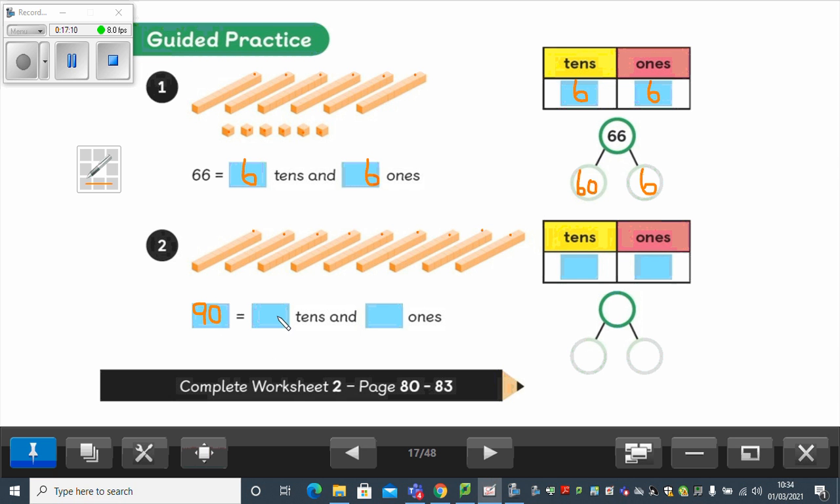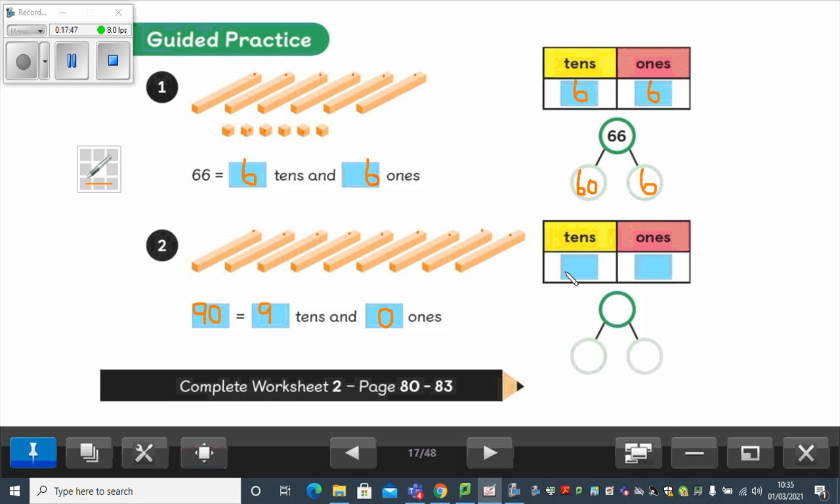Now, how many tens are there? So let's count how many tens rods we have. Ready? 1, 2, 3, 4, 5, 6, 7, 8, 9. So in 90 we have 9 tens. And how many ones? Well, we don't have any ones, so we have 0 ones. So 90 equals 9 tens and 0 ones.